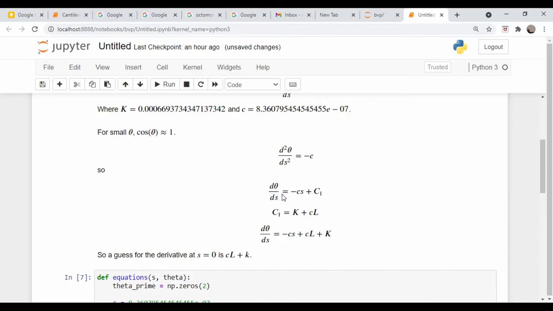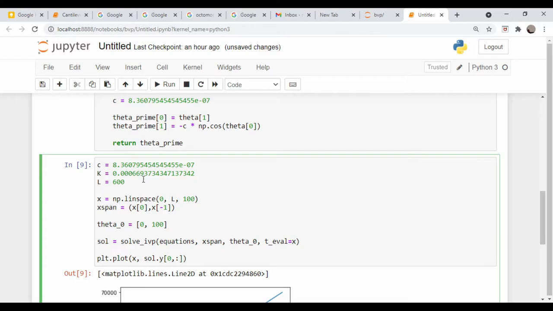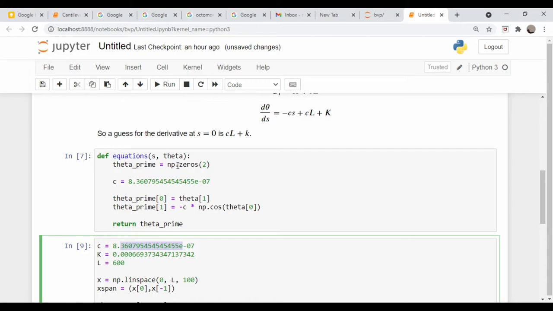So it's just equal to minus c times s plus some constant of integration. And since we know the value of this function at s equal to L, we can calculate this constant of integration. And we could use that as our starting point here. So my guess for the initial value is going to be c times L plus k. And off of the recording, I copy these values in here. So this should be 600, not 700. That's the range of integration. K is our boundary condition, and c is this proportionality constant that goes into the differential equation.